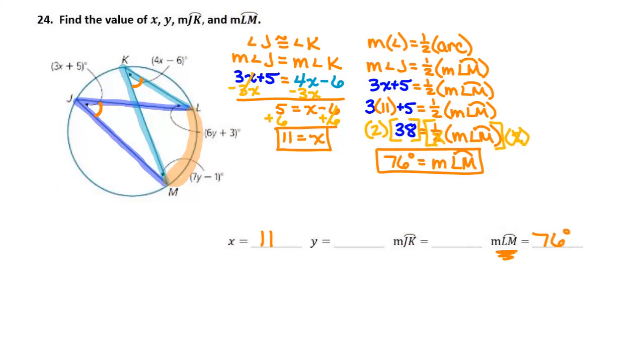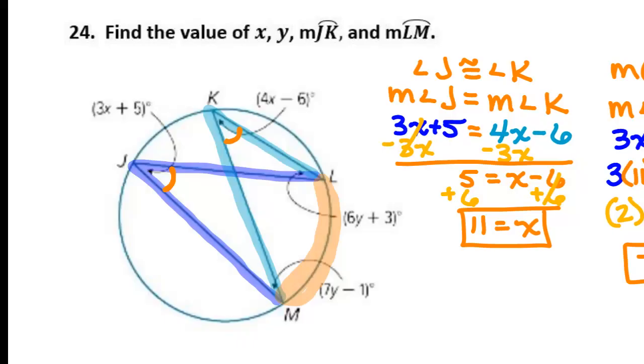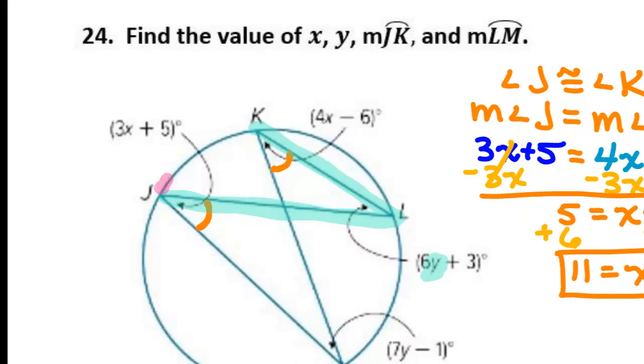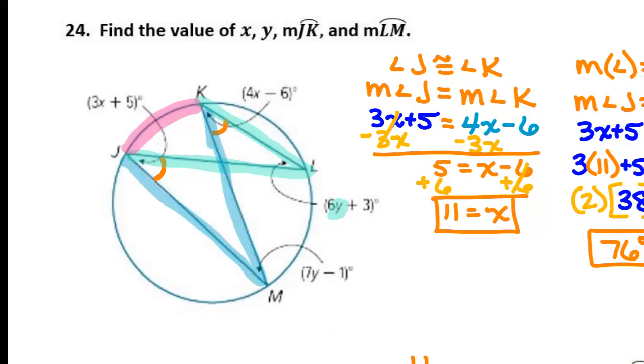Wonderful. All right. We still need y and arc JK. So I'm going to erase most of the markings that I have on my picture. I'm going to leave those congruence marks. Y is right here as part of angle L and angle M. Well, here's angle L. What arc is angle L intercepting? JK. And angle M is intercepting that exact same arc.